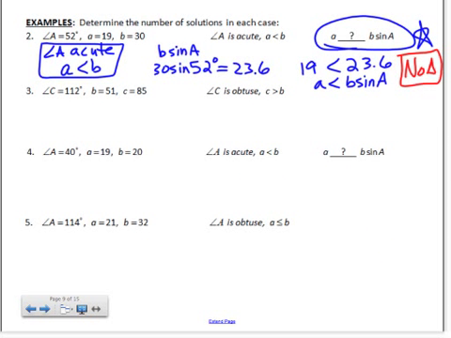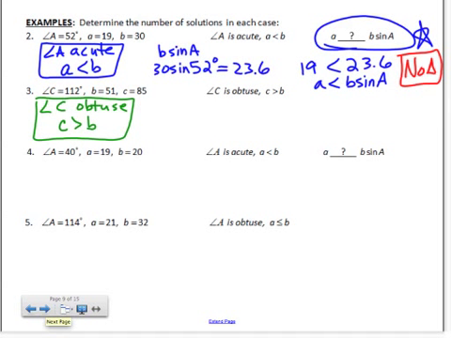Okay, so let's look. Angle C is obtuse. Oh, we like obtuses. That means you either have one or you don't. Okay? So it says that C is bigger than B. And shouldn't side C be the largest side in the triangle? So this is a triangle, one solution.